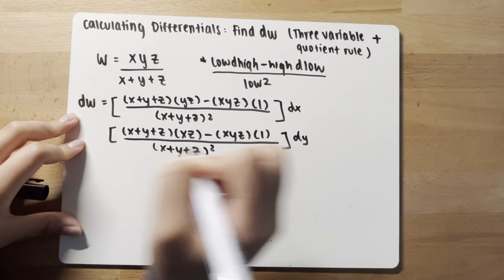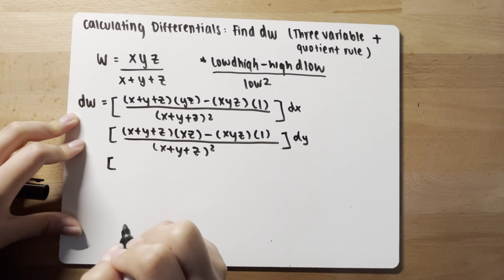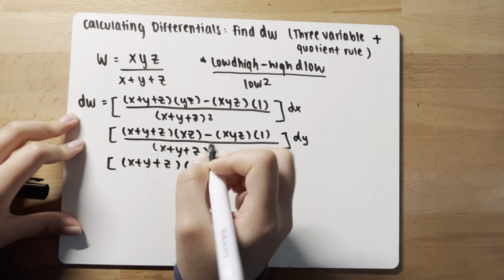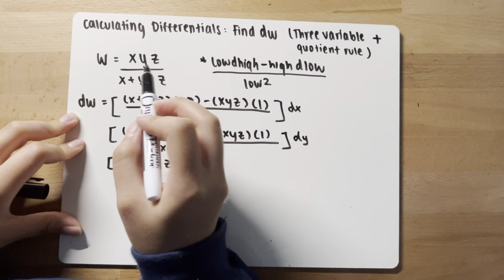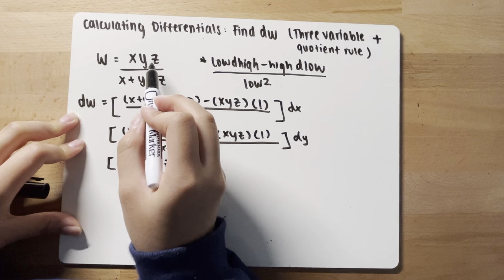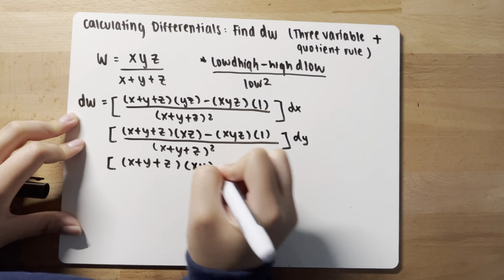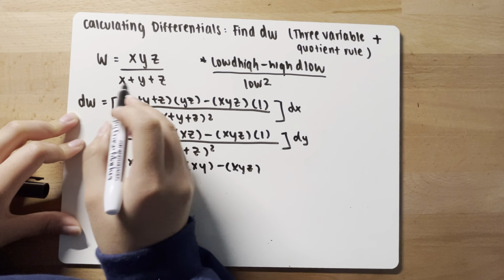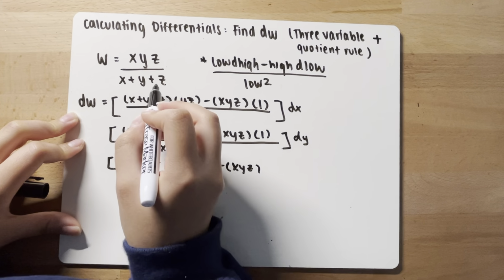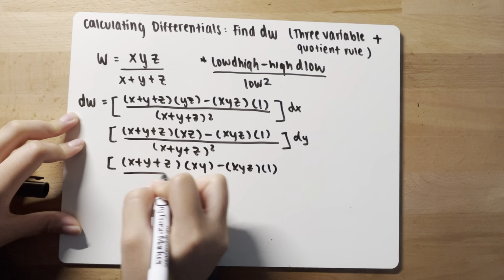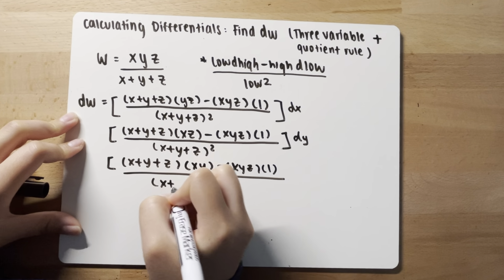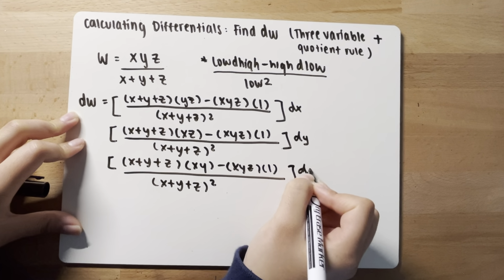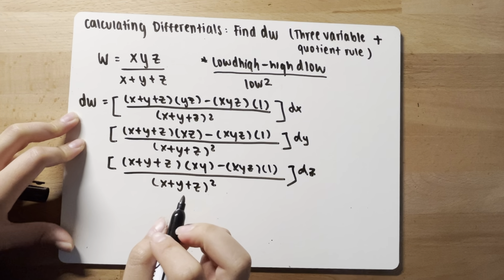This is your dy. Now for dz, same thing: x plus y plus z times d high, the derivative of xyz in terms of z is xy, minus high xyz, d low, the derivative of x plus y plus z in terms of z is 1, over x plus y plus z squared. This is your dz.